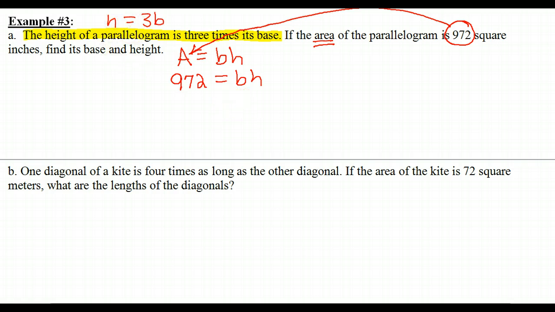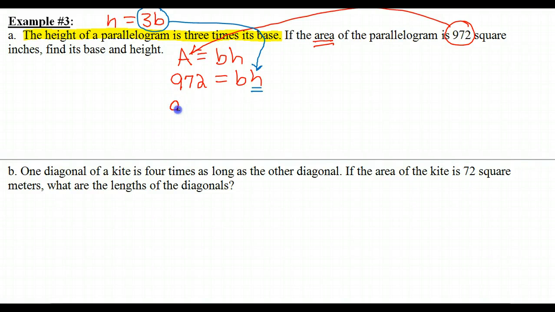Okay, but now we also have this other little equation that they indirectly gave us by telling us that the height is 3 times the base. So the height here, h equals 3b. Height is 3 times the base. So if I wanted to, I should be able to do this substitution. h equals 3b. So I should be able to take this h and replace it with 3b. So let's see what that would look like.